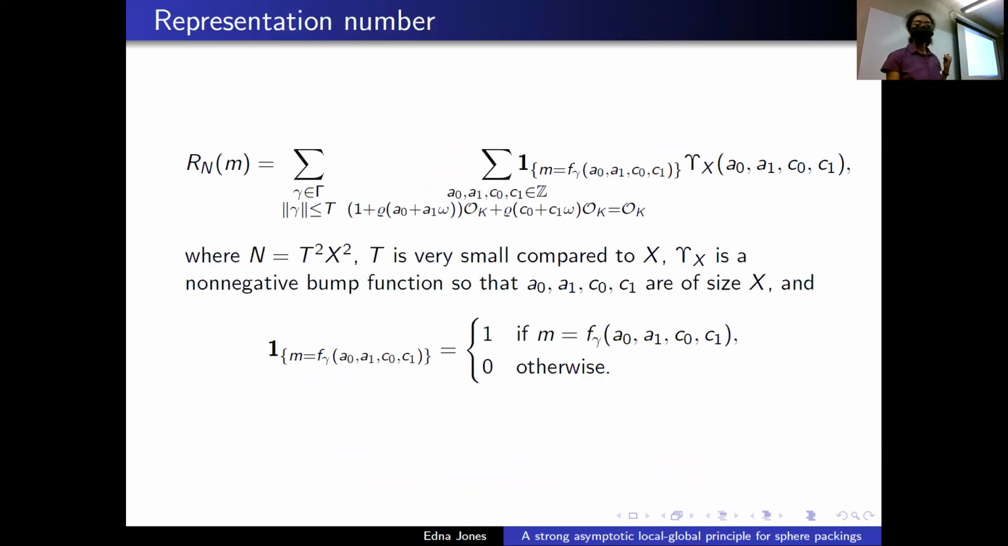So to do this, I start counting how many times an integer is represented in this form. So that's what this number Rn of m is doing. So big N is t squared times x squared, where t is very small compared to x.